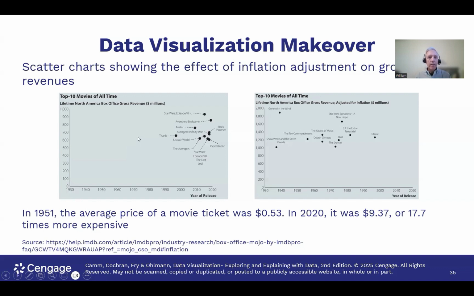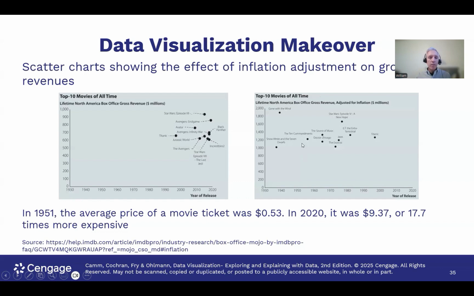The problem with that is that these were released in different years. And in fact, there were lots of movies released back here that grossed a lot of money, but when we didn't adjust for inflation, they don't show up on the chart. So this chart on the right is the same chart. The only difference is that we inflation adjusted the dollars.